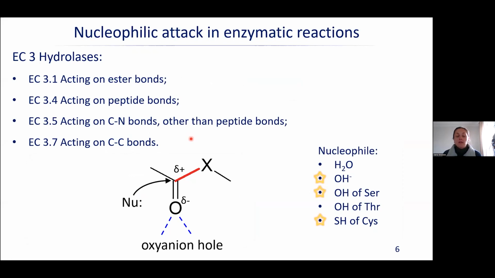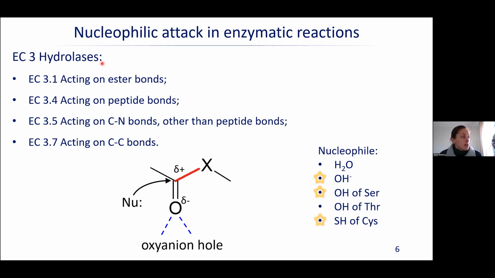We are interested in the enzymatic reactions that are initiated by the nucleophilic attack on the carbonyl group. Here is the general picture of the active site. The substrate has a carbonyl group. There should be a nucleophile, and there is always an oxyanion hole that polarizes the carbonyl group and prepares it for the chemical reaction. So nucleophilic attack is widely found in enzymatic reactions.